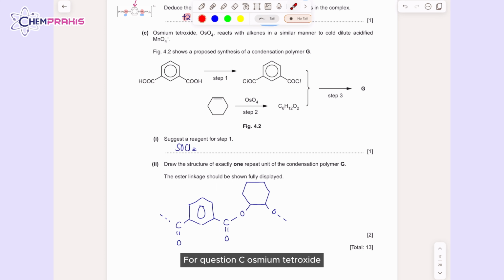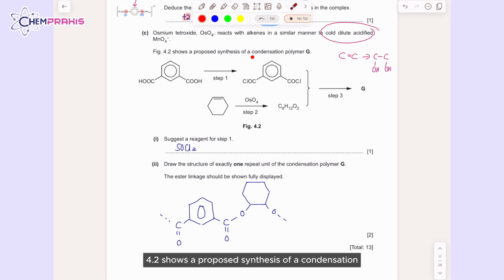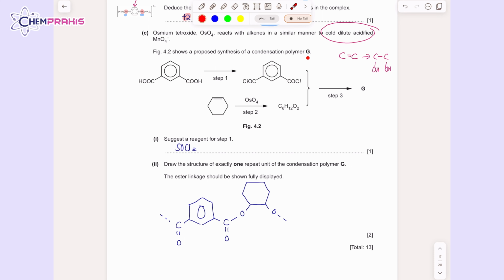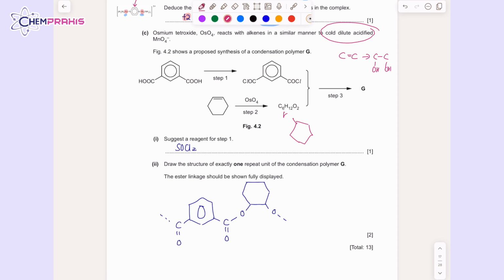For question C, osmium tetroxide, OsO4, reacts with alkenes in a similar manner to cold dilute acidified MnO4-. So this is your AS organic chemistry. When alkenes react with cold dilute KMnO4, they will give you a diol. Currently, figure 4.2 shows a proposed synthesis of a condensation polymer G. And then this is the acyl chloride, and this is the diol. And in step 3, these two will form G.